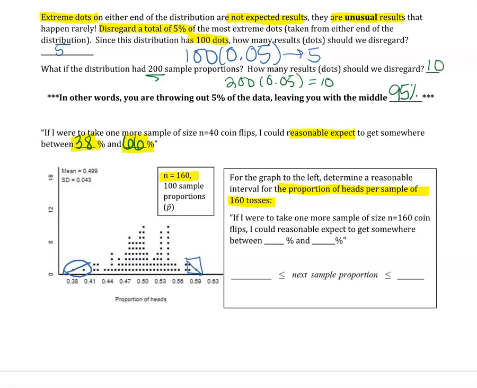I'm just estimating here. By throwing out those extreme dots, again, I threw out 5 of them because there were 100. I'm throwing out 5%. It looks like I'm landing between 42 and 58. So that means if I were to get another p-hat in this distribution, I can reasonably guess that that p-hat would be somewhere between 0.42 and 0.58. And that's my middle 95% of data.